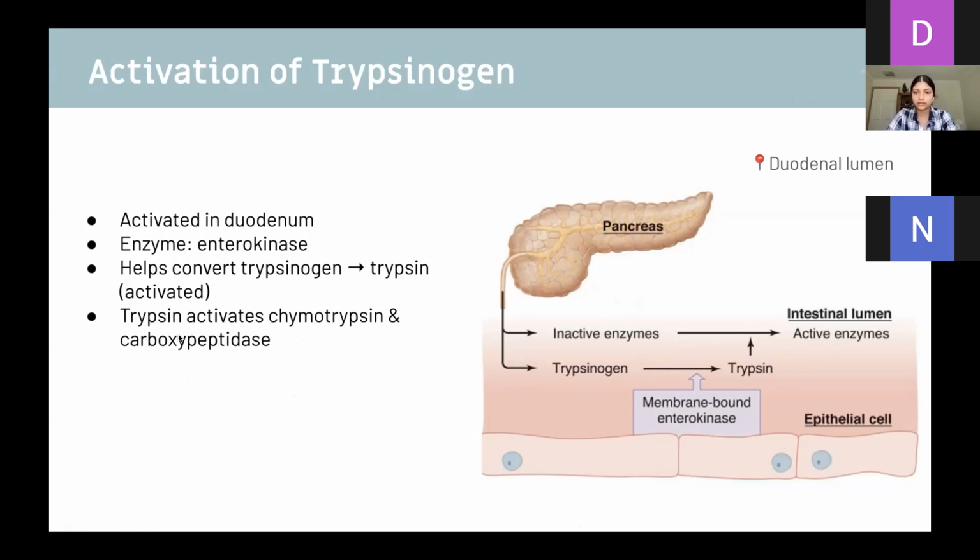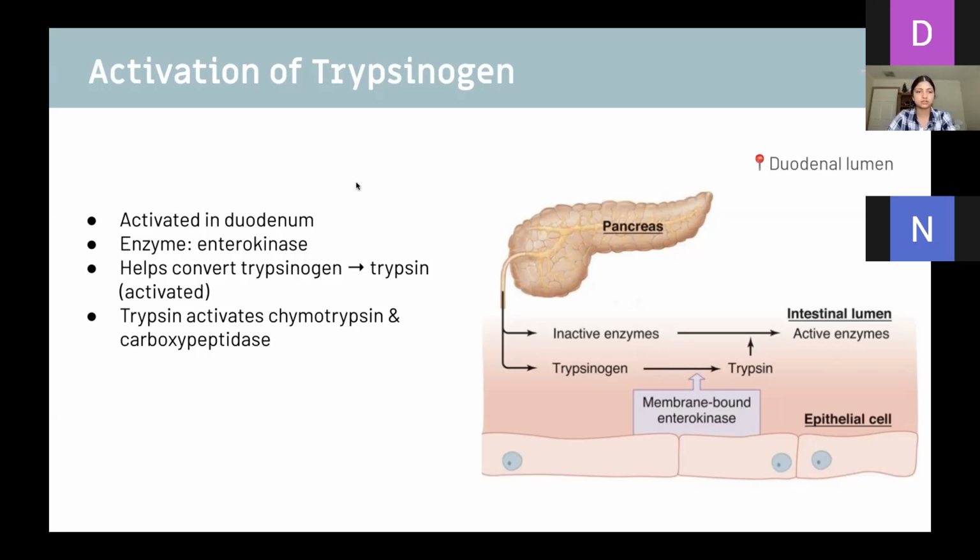Not super high yield, but it kind of shows how you need your precursors to be activated into the active enzymes, and then they go on to do their effect. Cool. And a lot of it happens in the duodenal lumen. So when you get your precursors released from the pancreas, they enter your duodenum, and then the activation happens.